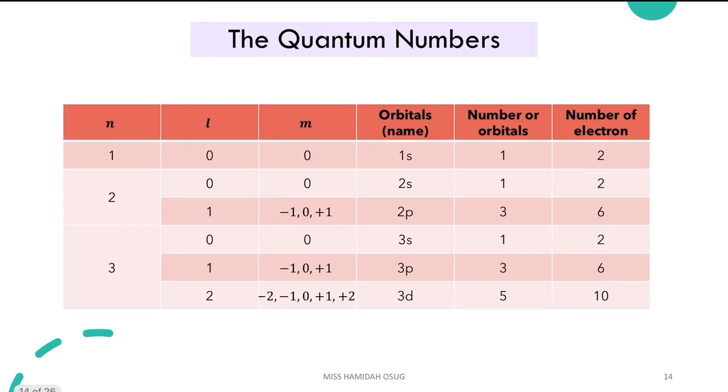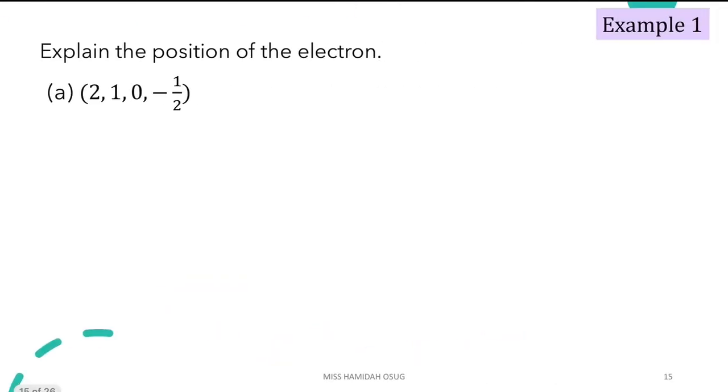So this table shows the quantum numbers when n equals 1, 2, and 3, and we will be using this table in 2.3 electronic configuration. So let us take a look at a few examples regarding this subtopic.